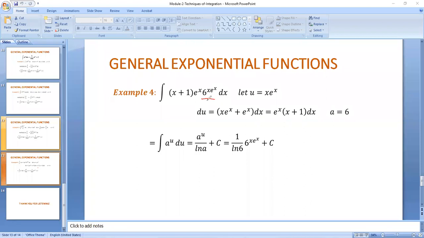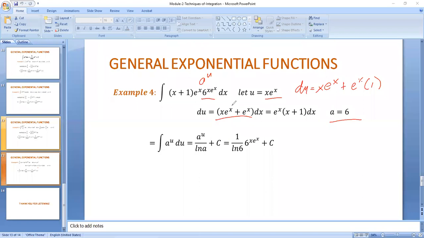Okay, so if this is your main function, the main function is a raised to u, a being 6 and u being x e raised to x, we know that this one is no ordinary differentiation. You will have to use here product rule of differentiation. Now, what is product rule of differentiation? First term, so if you get the derivative, the first term times the derivative of the second plus the second term times the derivative of the first. So this is the thing that you are seeing there.